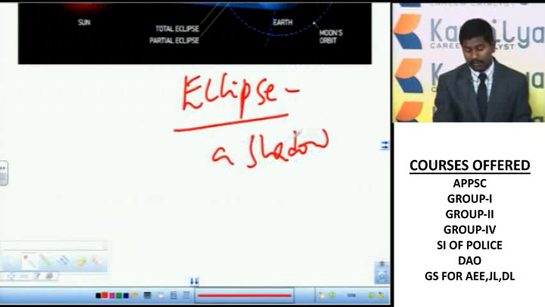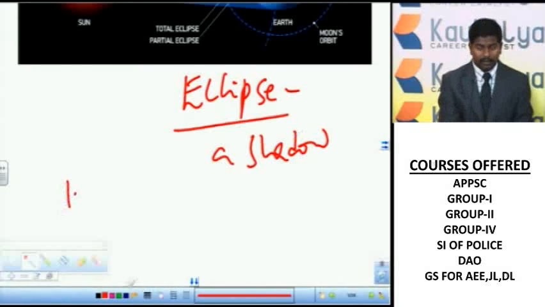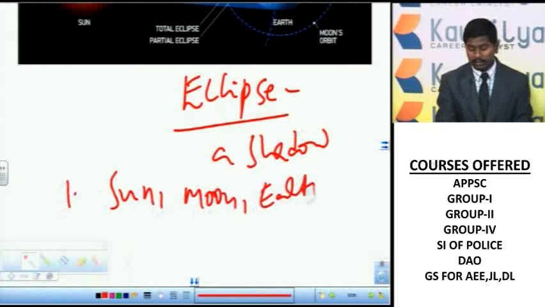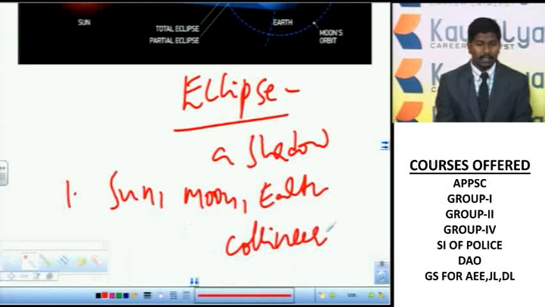Eclipse means a shadow. These eclipses occur on a particular condition, when the positions of the sun, moon and earth are on the same line. That means when the moon, sun and the earth become collinear, at that time there is an occurrence of these eclipses.